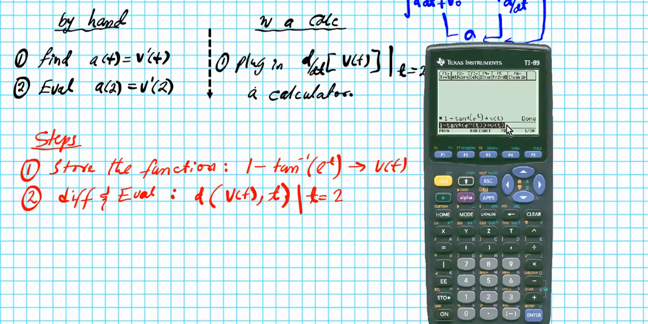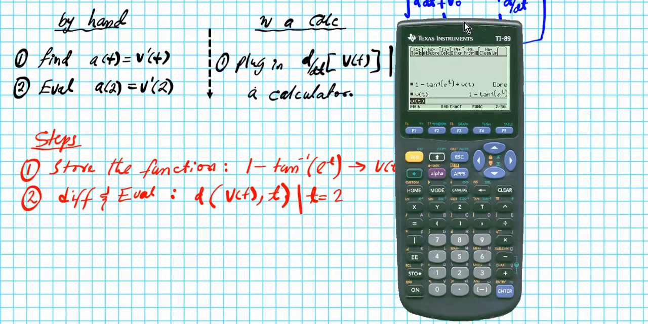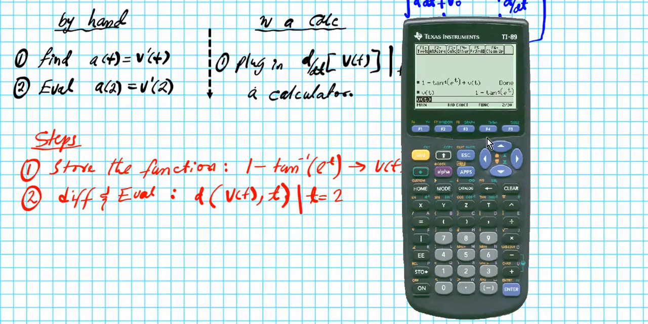So let's just make sure that it has done exactly what we want. I'm going to just enter v of t into my calculator, and hopefully it returns the function. Okay, enter. 1 minus arctan of e to the t. Perfect. It's always good to check your entry to make sure it's good, all right?